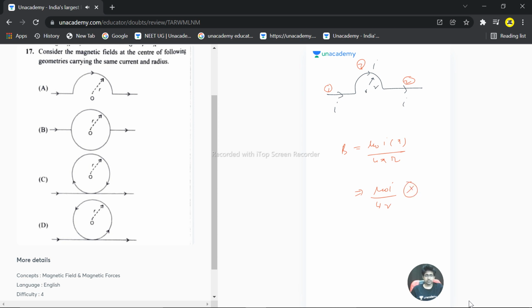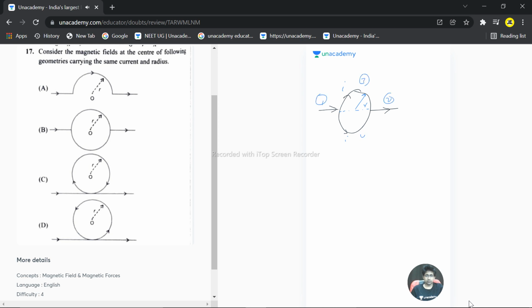Okay, let's solve the second one. That's the second case we have. So current is flowing like this. Obviously it divides like this and enters finally like this. That's the radius. So now we can see that current is dividing here and here. I'm calling this part as 1, this part is 2, this part is 3, this part is 4. Obviously the field because of 1 and 2 will be 0 because they are along the radius axis, but because of 3 and because of 4, that's also equal in magnitude, not in direction.